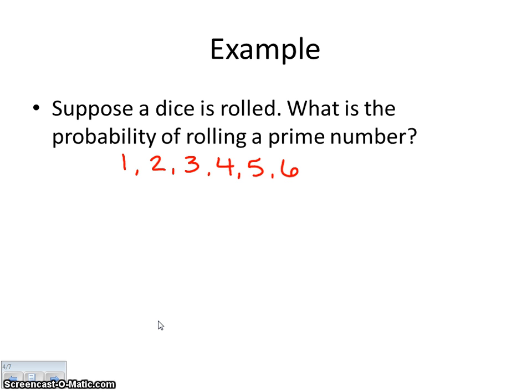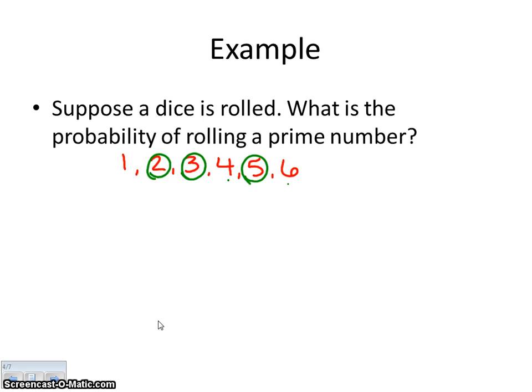And so we have to talk about what the prime numbers are. Well, a prime number is a number that is only divisible by 1 and itself, and this does not include 1. Okay, so which ones of these are only divisible by 1 and itself? Well, 2, 3, and 5. 4 is not, because 4 can be divided by 2. 6 is not, because it can be divided by 2 and 3.